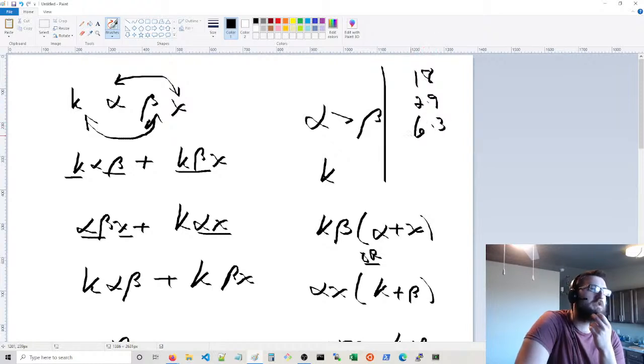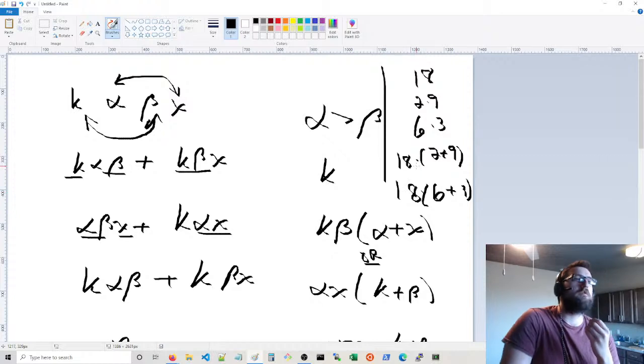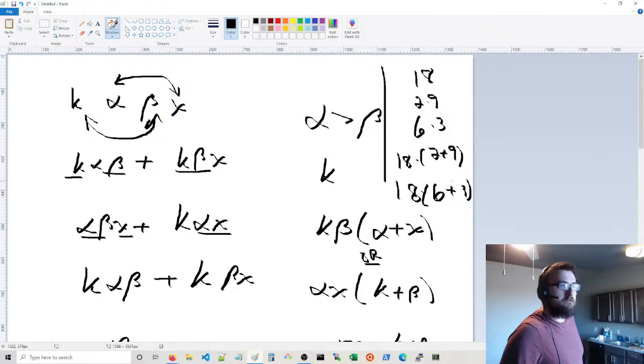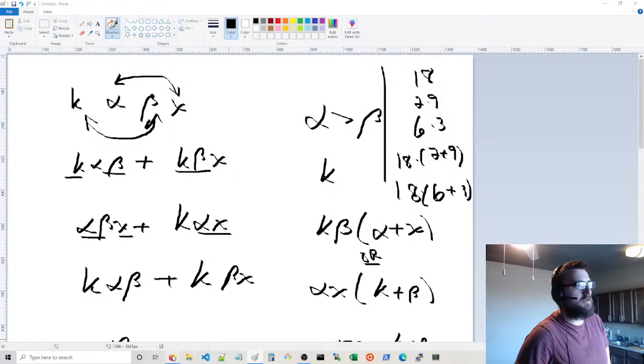These are all different numbers, so you do 2, 9, 6, and 3, and you end up with 18 times something and 18 times something else, where k could be 3 and beta could be 6, so that would be 6 times 3, and the other side could be 2 times 9. So 2 plus 9 is 11, 6 plus 3 is 9.